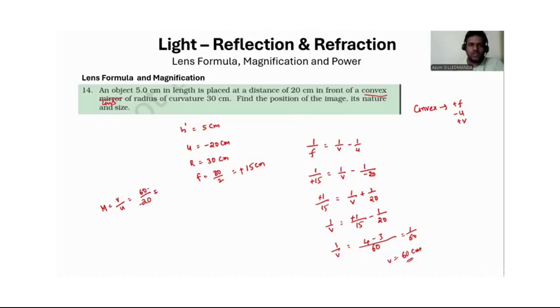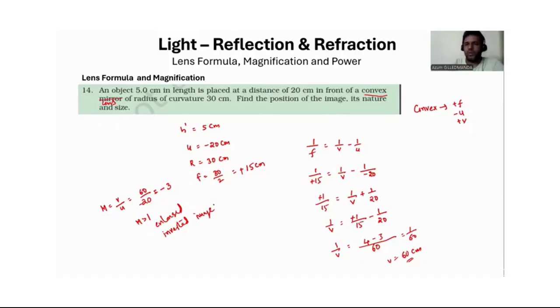Yeah, this is minus 20, right? So 60 by 20 is minus 3. That means M is greater than 1 in magnitude and a negative value. That means this is enlarged or magnified, right? So it's an enlarged and inverted image. As it's a minus value, we can say it's an enlarged and inverted image.